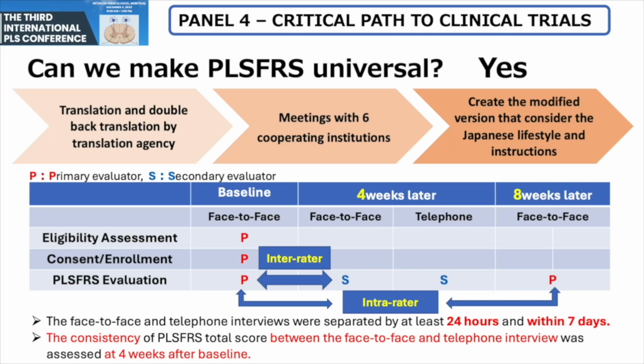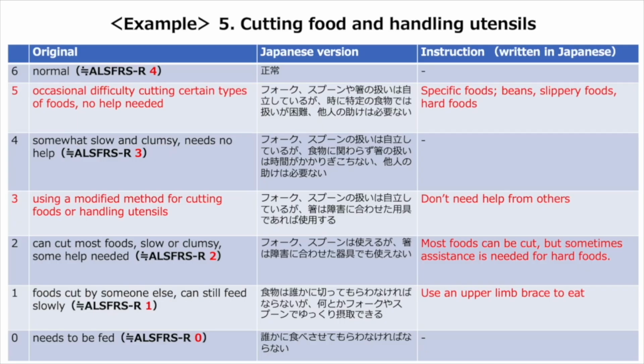And this is the method, where P is the primary evaluator and S is the secondary evaluator. We also checked the interrater and intrarater reliability. And the consistency of the PLSFRS total score between the face-to-face and telephone interview was assessed at 4 weeks after baseline. Before I tell you the result, we made the instruction guide. The left column is the original version of the PLSFRS-R, the center version is just translated into Japanese by the translator, and the right column is the instruction guide.